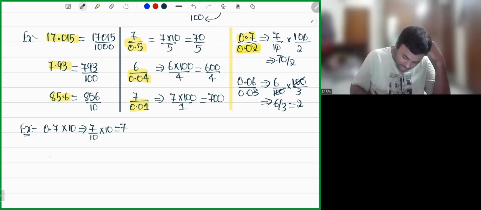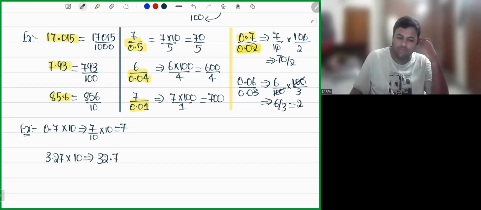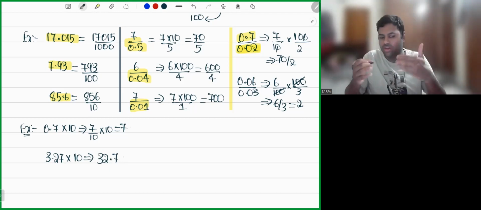Like I'm having this, 3.27 into 10. 1 zero is there, right? So you can write it as 32.7. You can move the decimal point aside and write it.